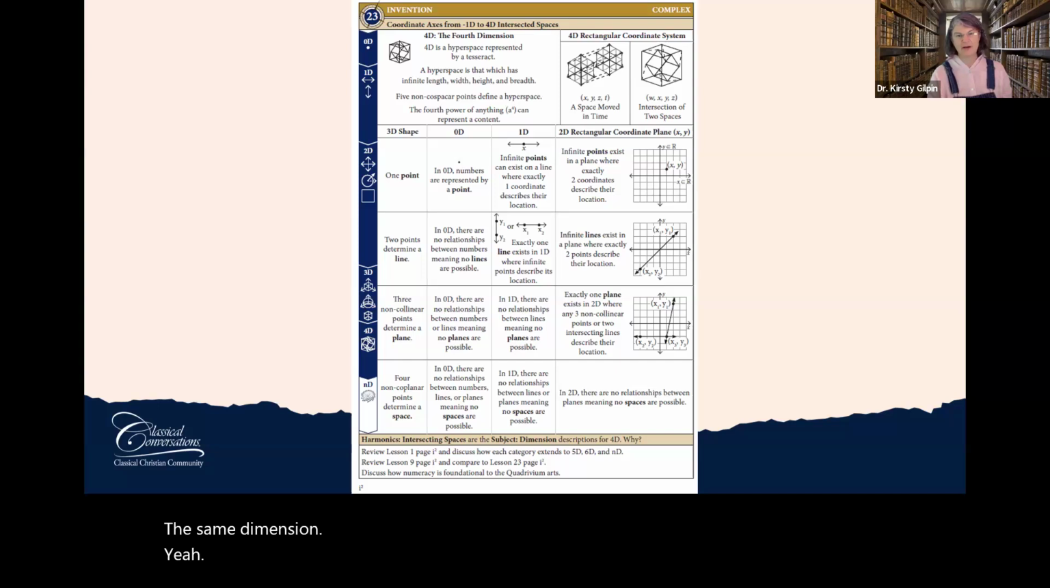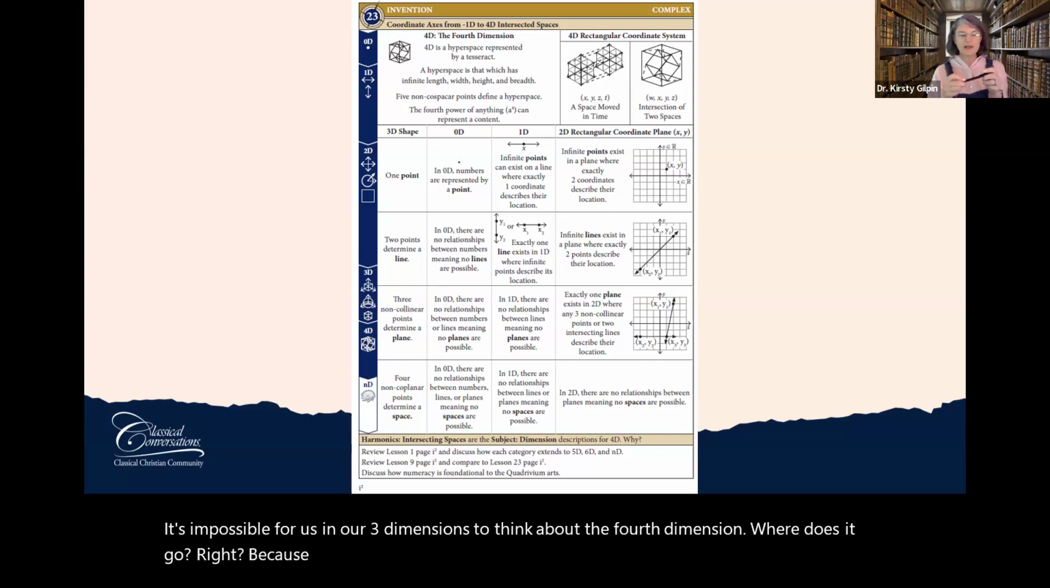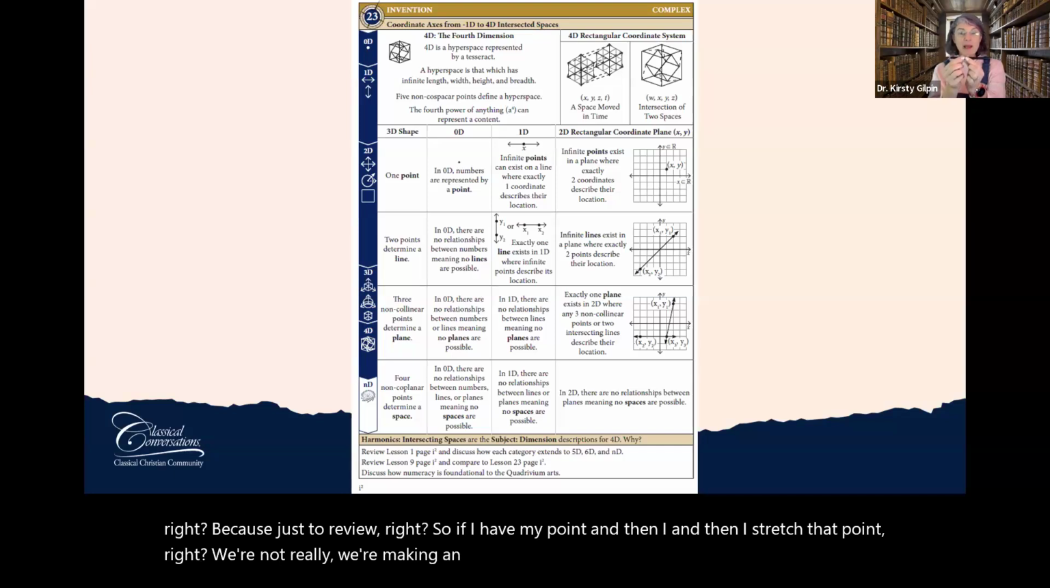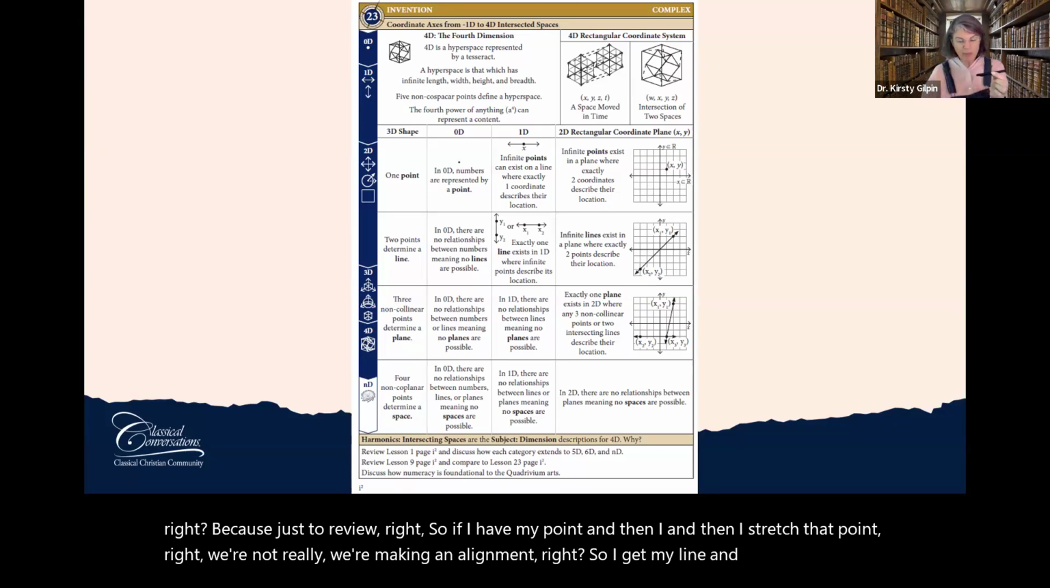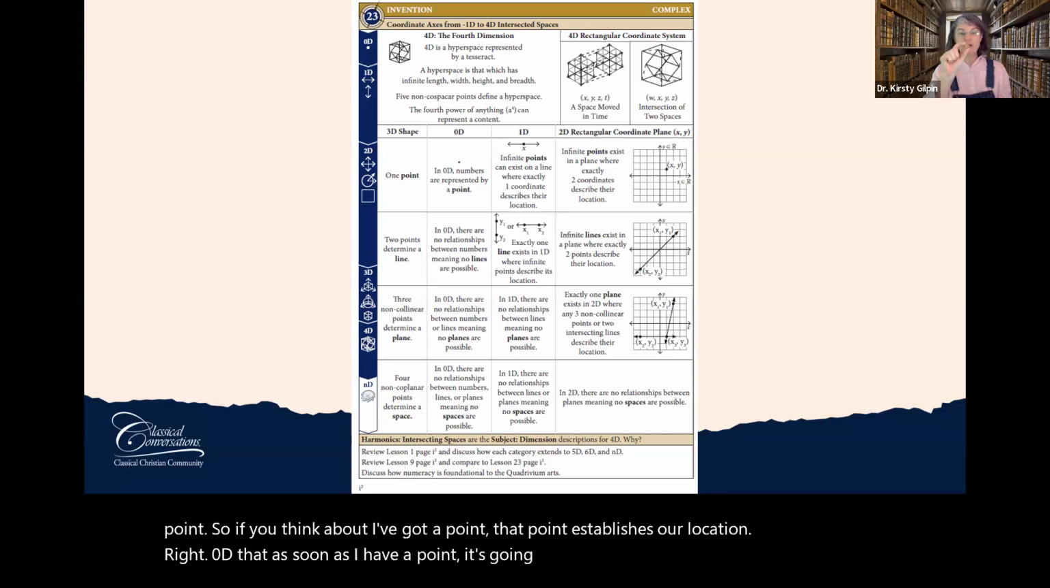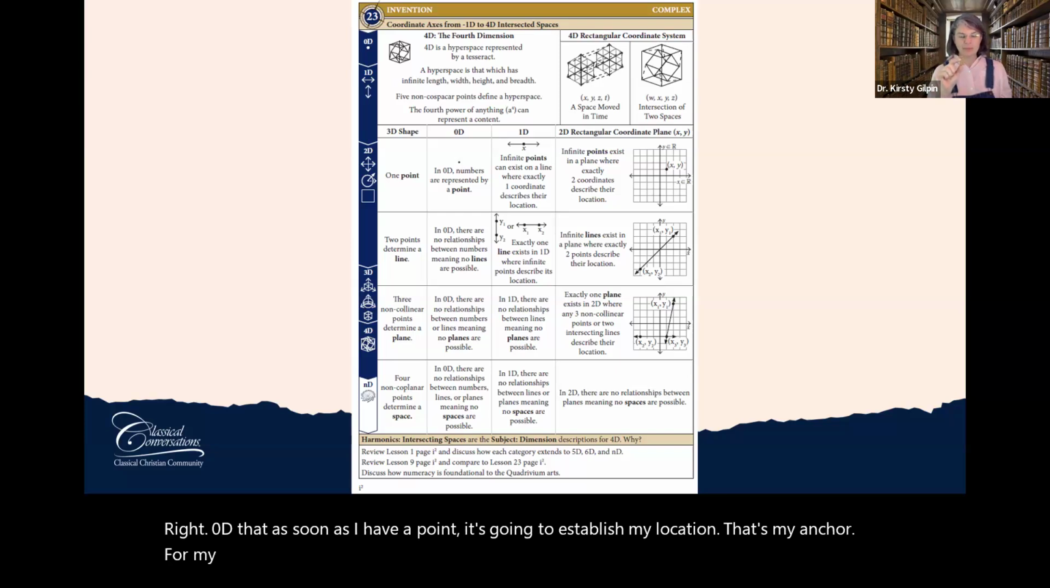It's impossible for us in our 3 dimensions to think about the fourth dimension. Where does it go, right? Just to review, if I have my point and then I stretch that point, we're making a line. That point establishes our location, 0D. As soon as I have a point, it establishes my location. That's my anchor for my entire coordinate system.